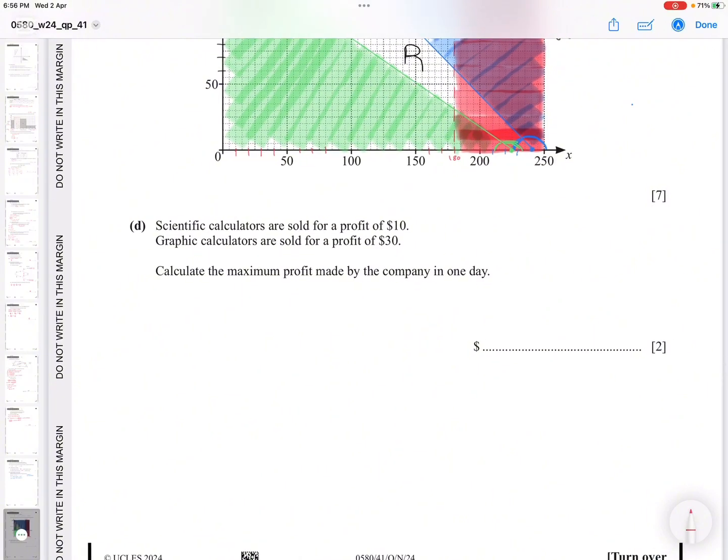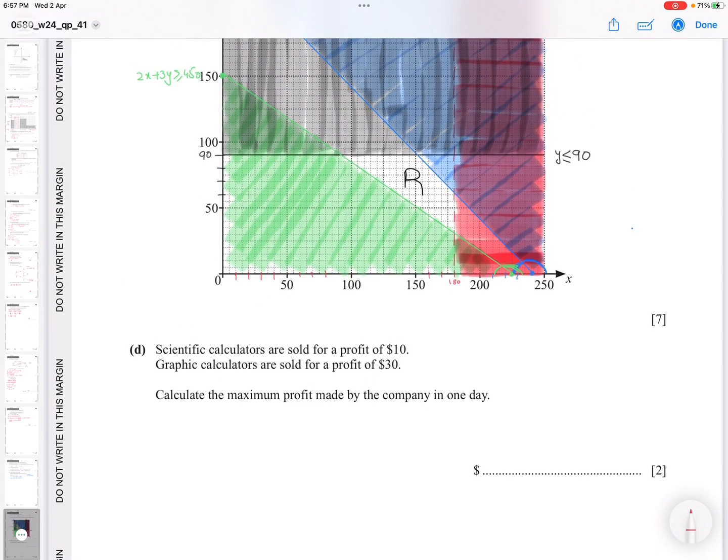Part D. Scientific calculators are sold for a profit of $10. Graphic calculators are sold for a profit of $30. Calculate the maximum profit made by the company in one day. So you see this required region, you can pick the value.